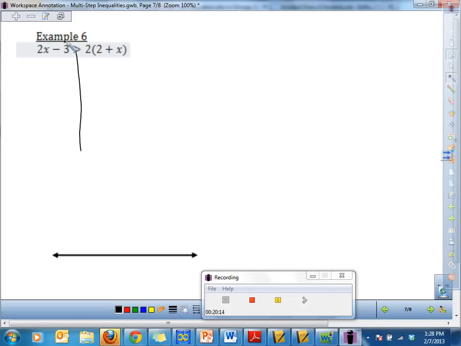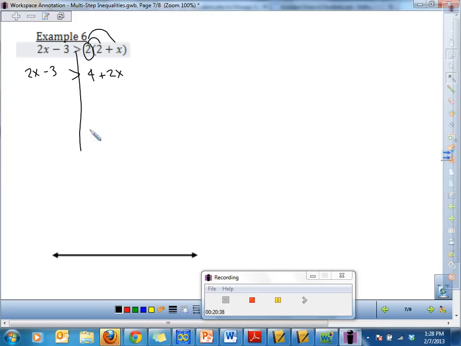Okay, so I'm looking at my left side. I notice that I have no distributing, no like terms. I'm going to leave that one alone. I'm just going to bring it down. Bring down my inequality symbol. Over here, I notice I have to do some distributing. So 2 times 2 is 4. 2 times x is 2x.